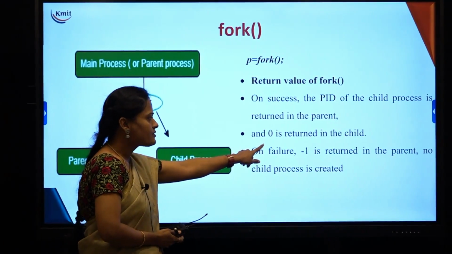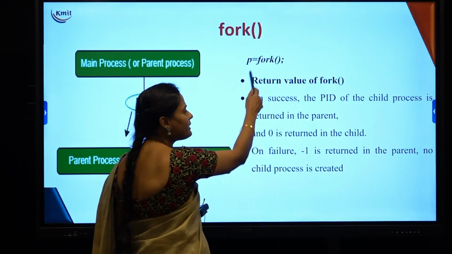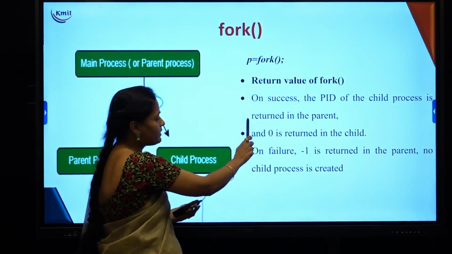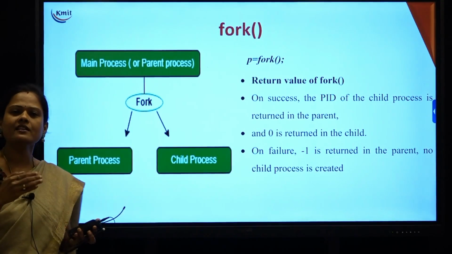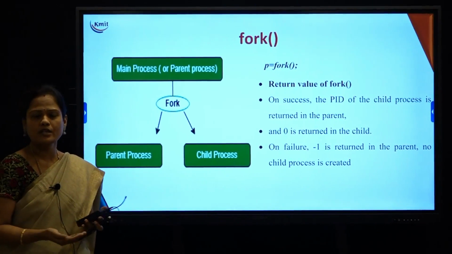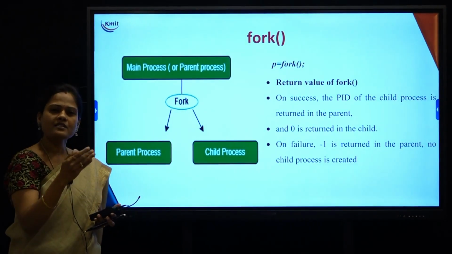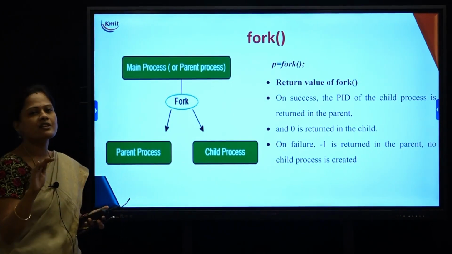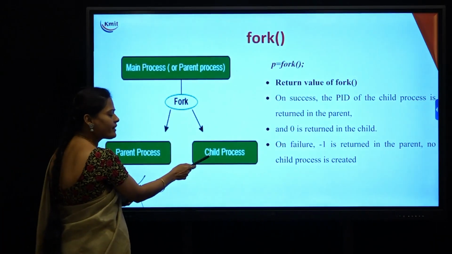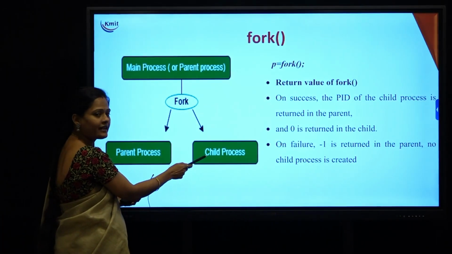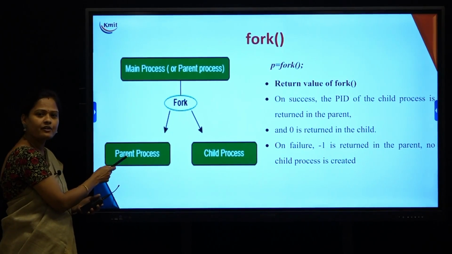If P is equal to 0, it means that it is the child process, and you will also get the ID of the parent. On failure, for example, if you have not created a process, fork is nothing but a system call. You will not write a code for it. It is automatically executed by the system. So if the parent process has not created any child process, the return value of it will be -1. So for the child process, if I am using a fork here, it gives the ID of the parent, and if you are using a fork here, it gives the ID of the child.